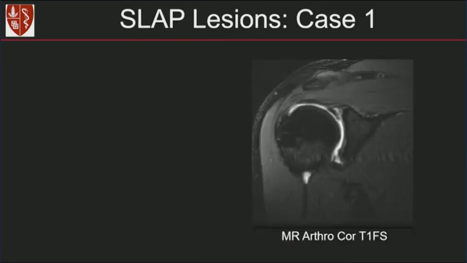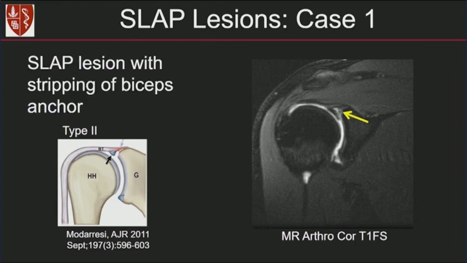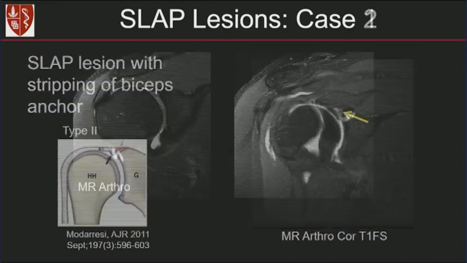Okay, so let's go through some of our SLAP lesion cases. First case here, MR arthrogram image, coronal image. Already you can see abnormal signal in the labral substance. And actually, this is the biceps anchor. So you see abnormal signal going into the biceps anchor there. Originally, this was described as a type 2. Don't worry again about the type. What we'll report is this is a SLAP lesion with some stripping of that biceps anchor.